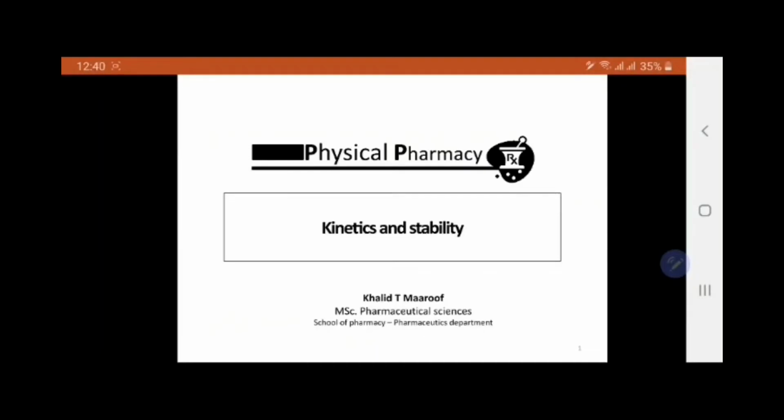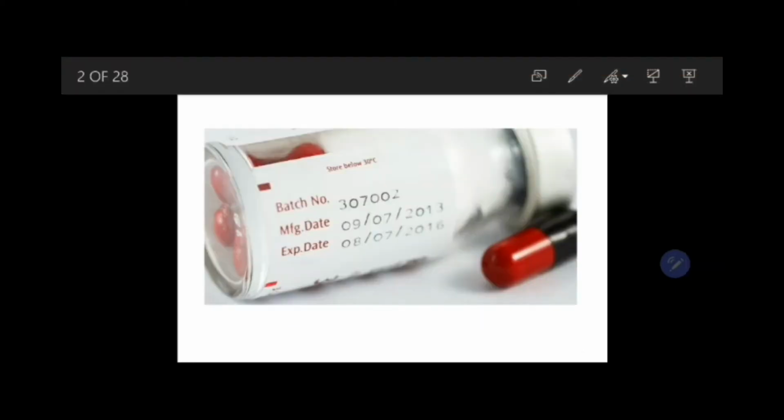Hello, we start with a new lecture, Kinetics and Stability. I am sure all of you have heard about expiry date and shelf life and best before date and things like that. We relate today's lecture with those concepts, and we have to have an understanding of the reactions and mechanisms that are involved with the concept of stability.